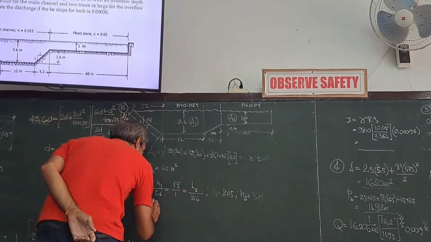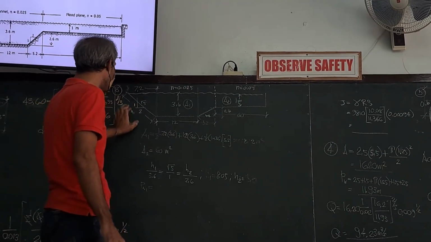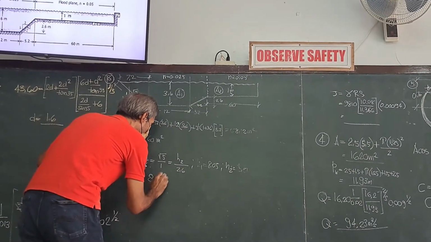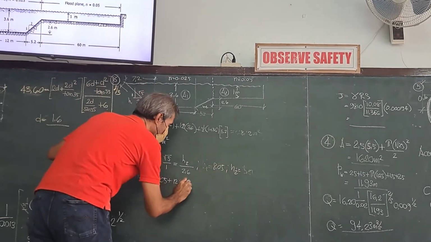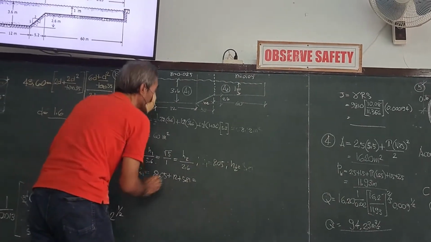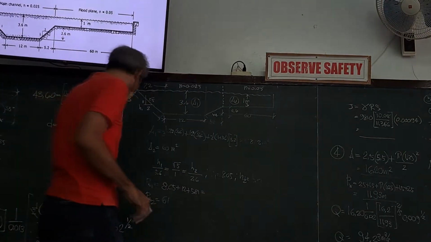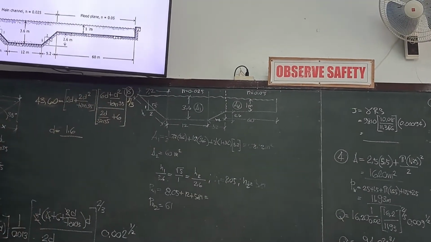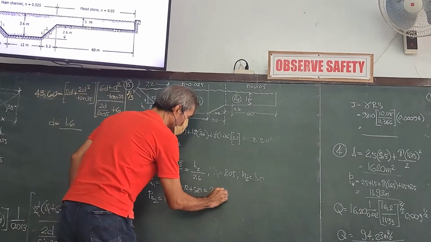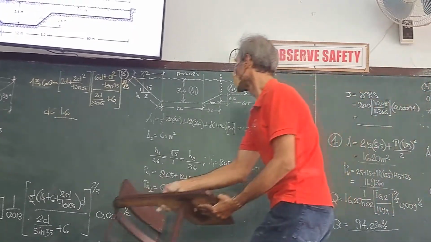So, what is the perimeter? Perimeter 1 is 8.05 plus 12 plus 5.81. Perimeter 2 is 61. 25.86. Is that right?